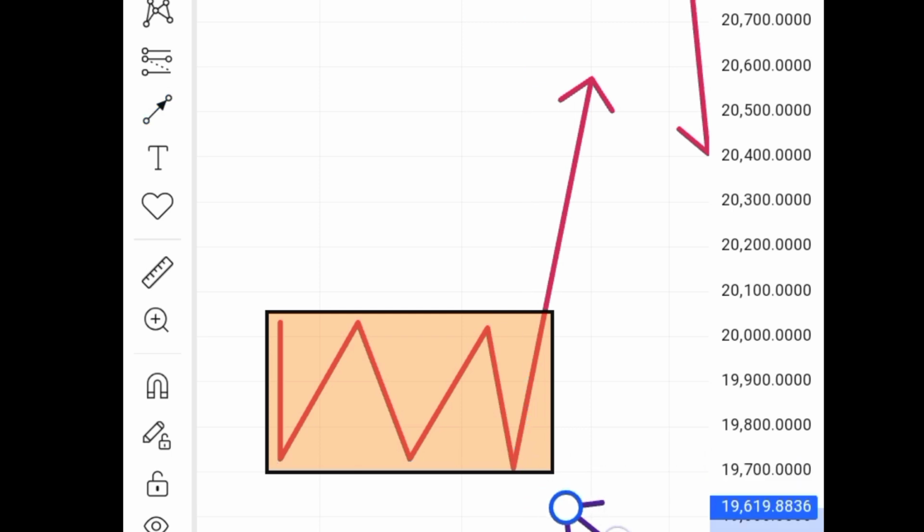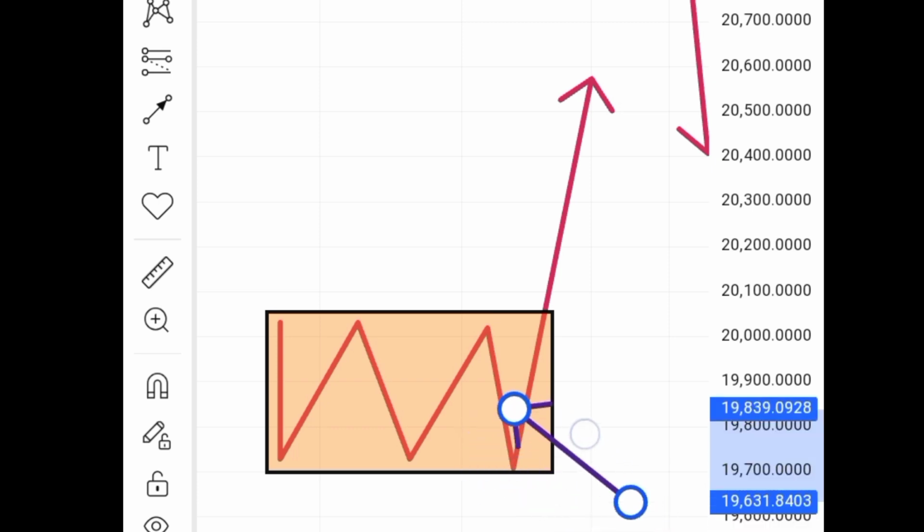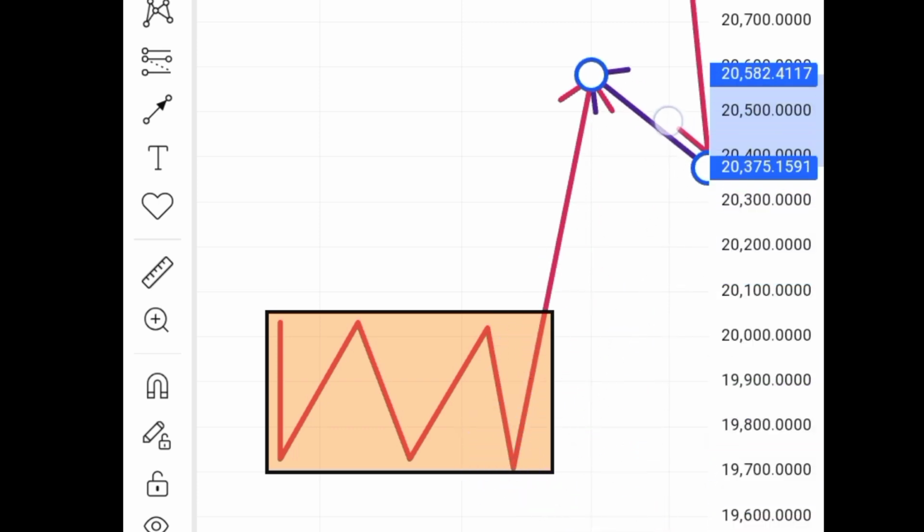This consolidation can serve as our Asia range. So we are going to use our Asia range indicator to map this out. So we are going to be waiting once this box breaks out to the upside.